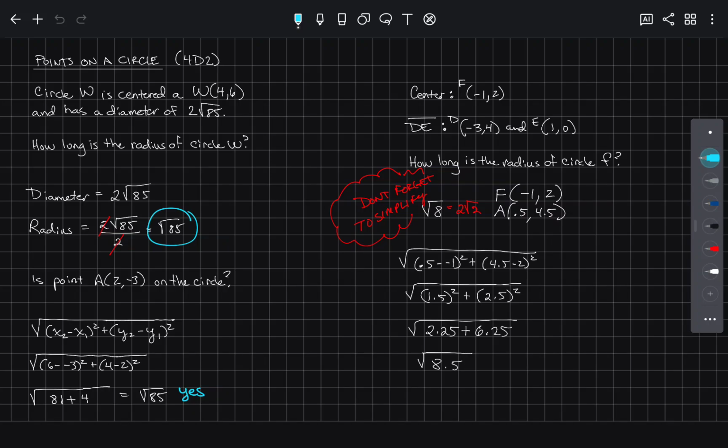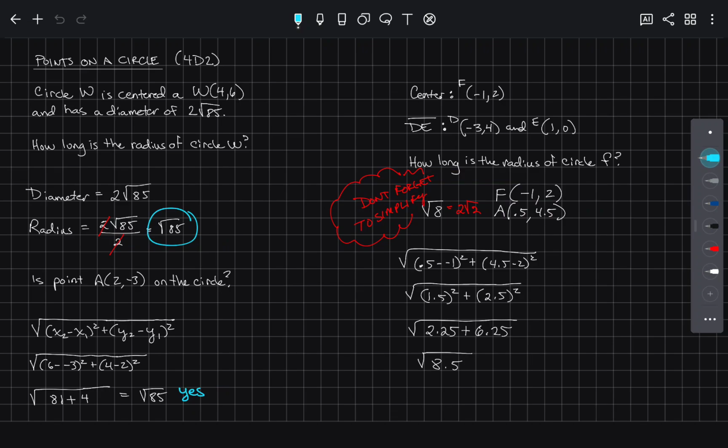So if a point is lying on the circle, then that means it's going to be the same distance away from the center as all of the other points on the circle, because the center point of a circle is equidistant from all of the points that make the circle, right? That's what makes a radius. You can spin a radius around like a clock, and it's still going to be the same length of line around the entire circle. That's what makes the circle.